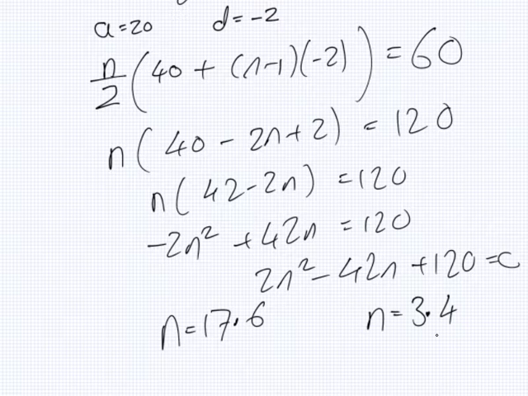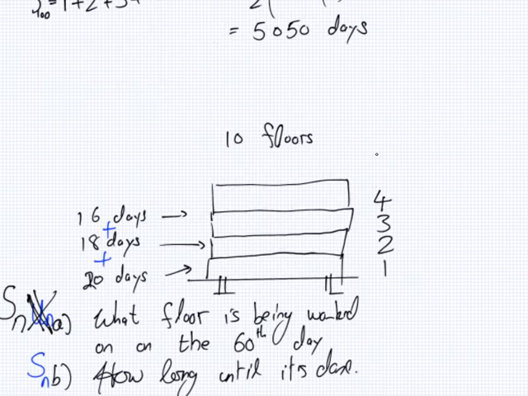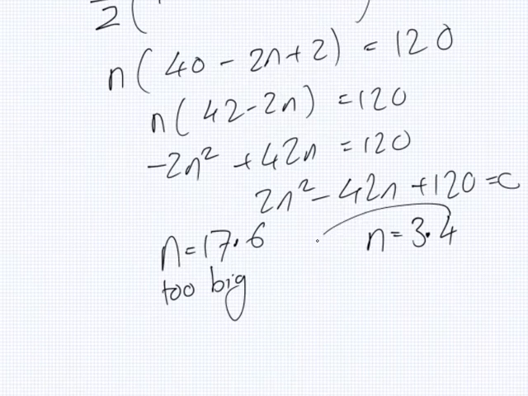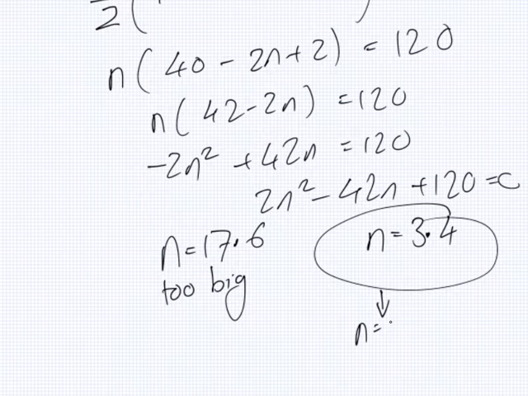So this is interesting. Which answer do we take? Why not the 17.6? Because we stop at 10 floors. Remember I said that? So here we know that the n should be less than or equal to 10. So this value is too big. So what's the answer? Do I round it down to 3 or do I round it up to 4?